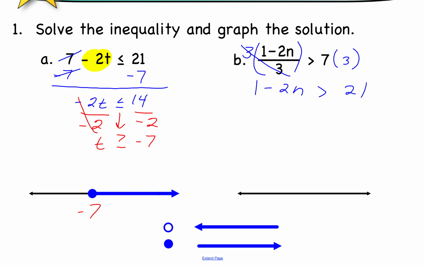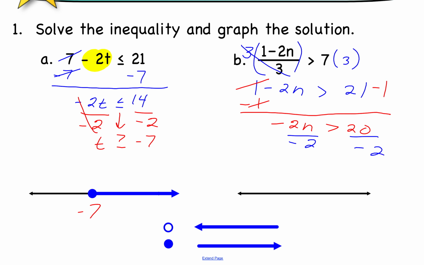Well, now I need to get rid of the positive 1, so I'm going to subtract 1 on both sides. So when I do my addition, these add to 0. Don't forget your negative sign. Negative 2n is greater than 20. And then divide both sides by negative 2. Since n is being multiplied by negative 2, we're going to divide by negative 2. And we end up with n being less than, don't forget to flip that, negative 10.